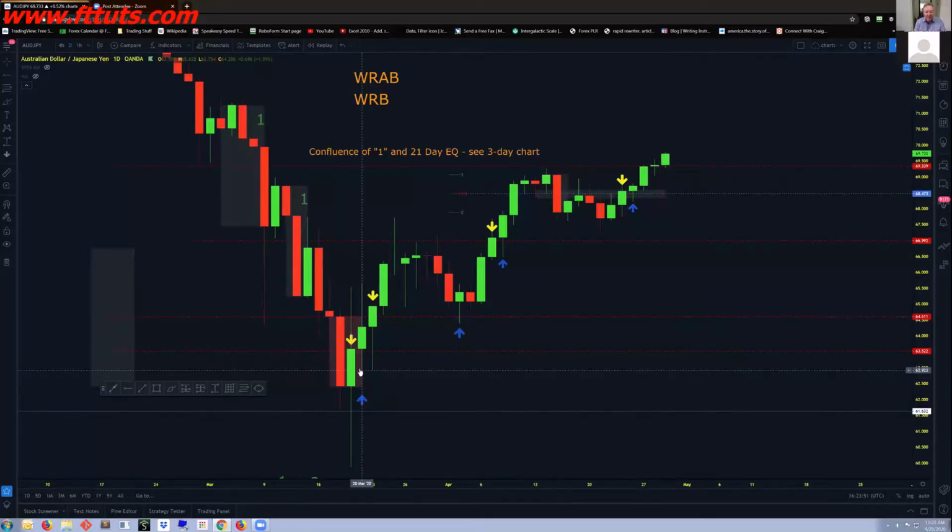So going forward, we can take the subsequent equilibriums as it relates to wide range bars and accumulative wide range bars, and wait for closes and wait for pullbacks. And of course, using support and resistance concepts in confluence, right, to give us more confidence.